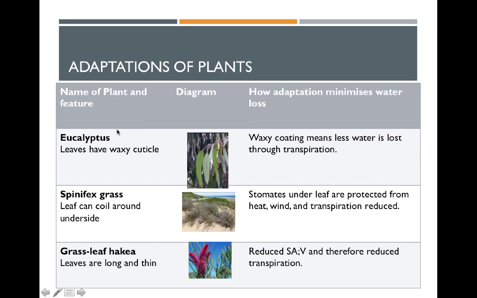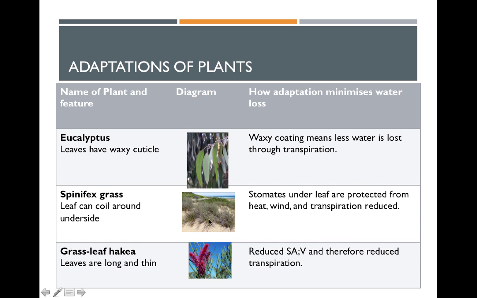So eucalyptus leaves have what we call a waxy cuticle. So it's this waxy covering on the top of the leaves. And because it's waxy, we know wax is a type of oil, and we know oil and water don't mix. So that means that it blocks water moving out of the leaf. So that waxy cuticle means less water is lost through transpiration, through evaporation through the leaves. They get to protect it and lose a lot less water. So it keeps water in the plant.